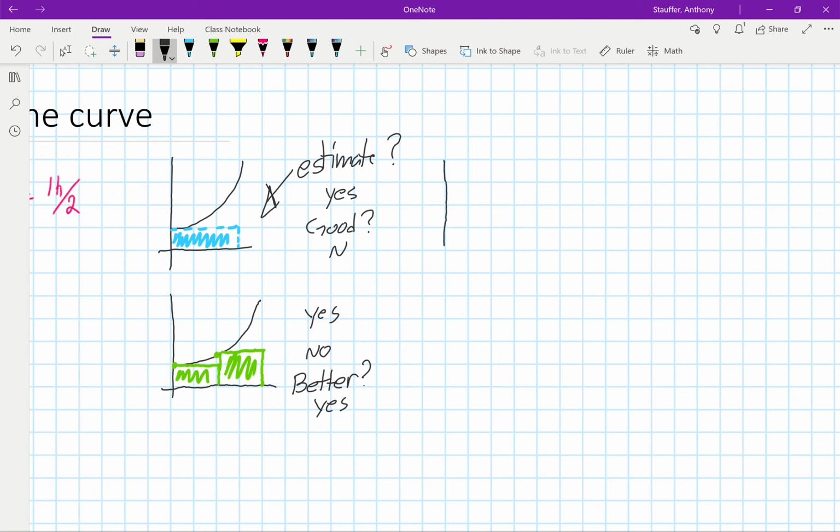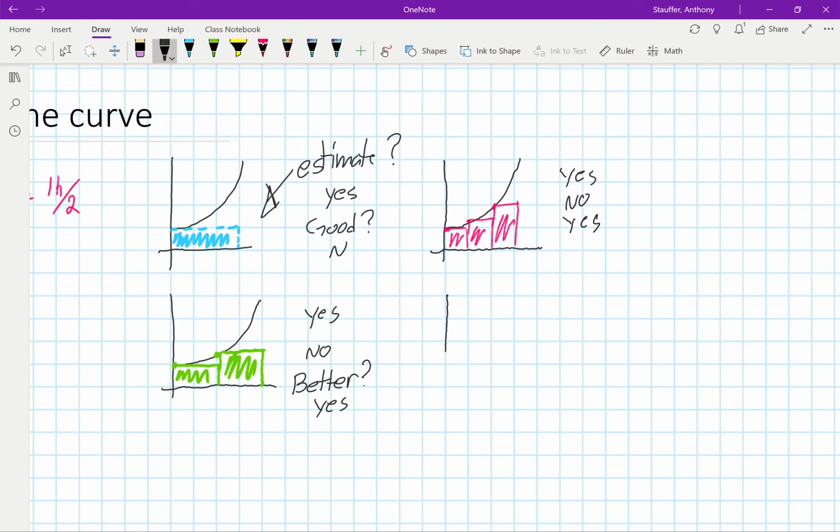So again, I'm going to draw my curve out again. And this time I'll jump up and use 3 rectangles, and I realize I'm not drawing the same length on this curve. But now what I've done is I've created 3 rectangles. And again, is this an estimate? Yes, it is an estimate. Is it a good estimate? No, it's not a good estimate. But is it better? The answer is yes.